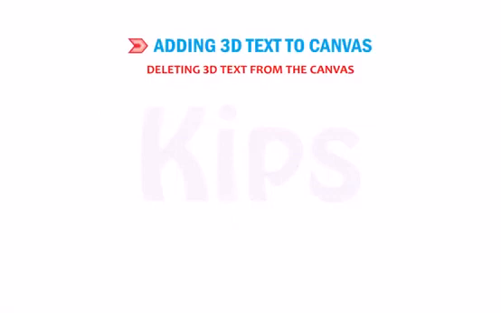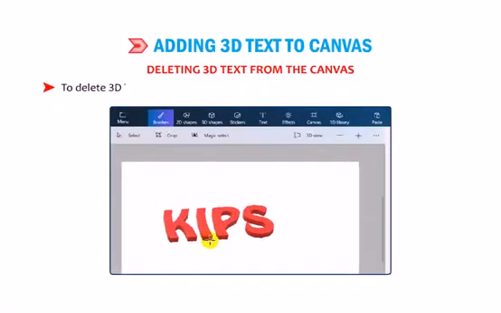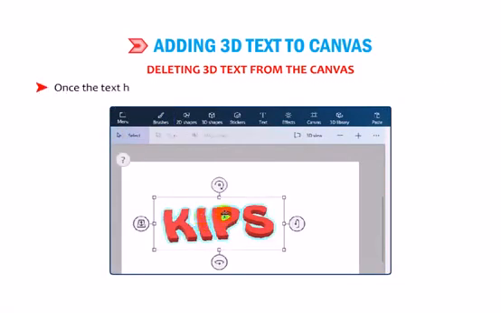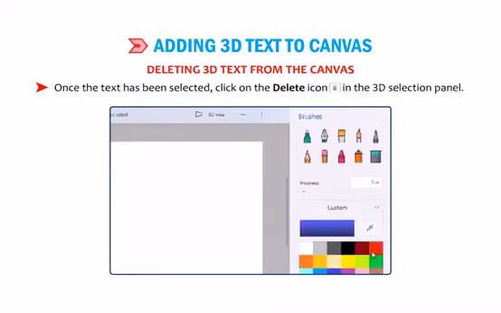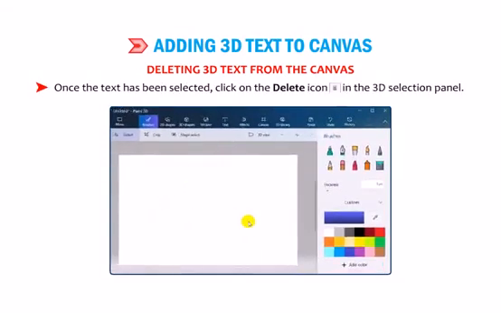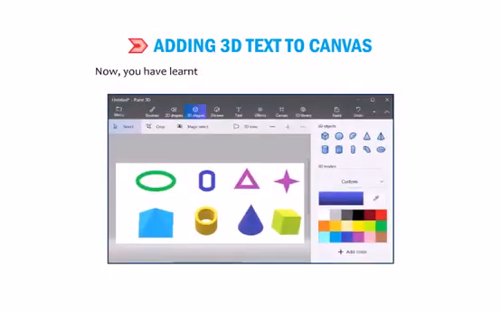Deleting 3D text from the canvas. To delete 3D text, select the 3D text box using the Select tool from the top menu. Once the text has been selected, click on the Delete icon in the 3D selection panel. Now you have learned how to draw 2D and 3D objects in Paint 3D. You can also enhance the look of your artwork using colors, textures, and effects.